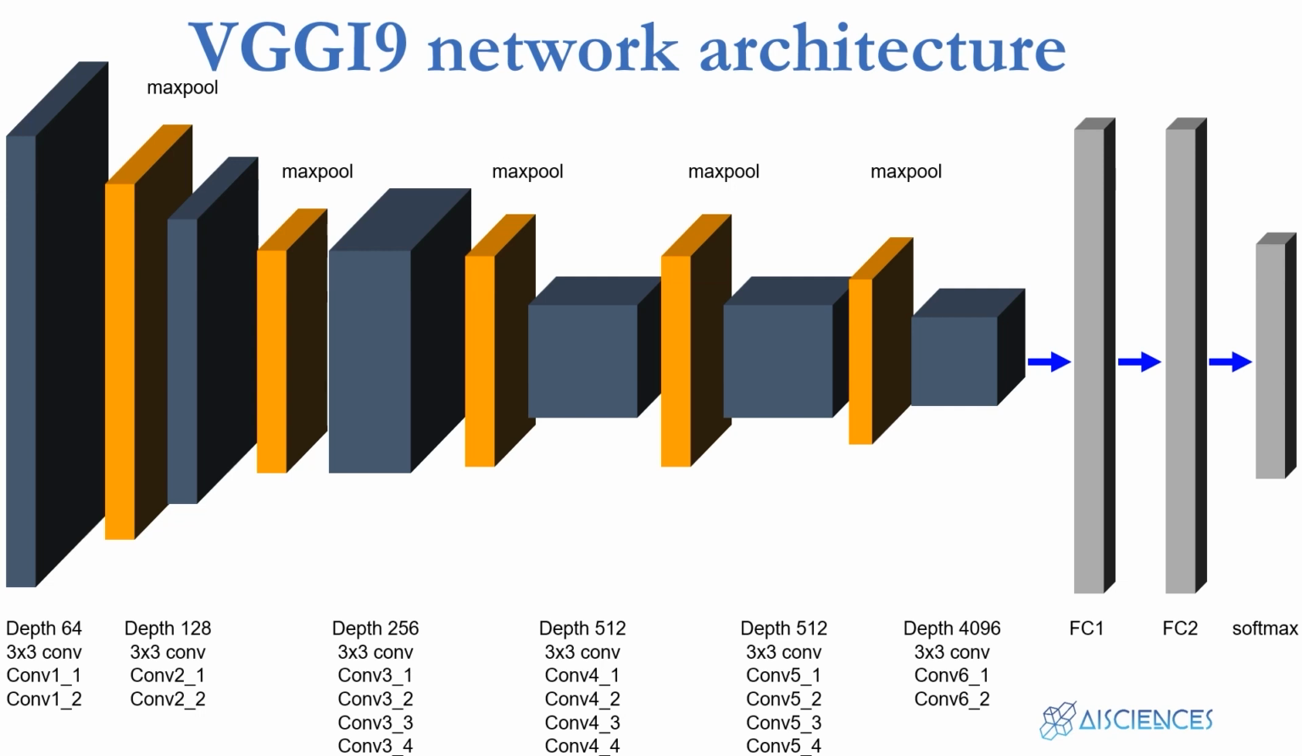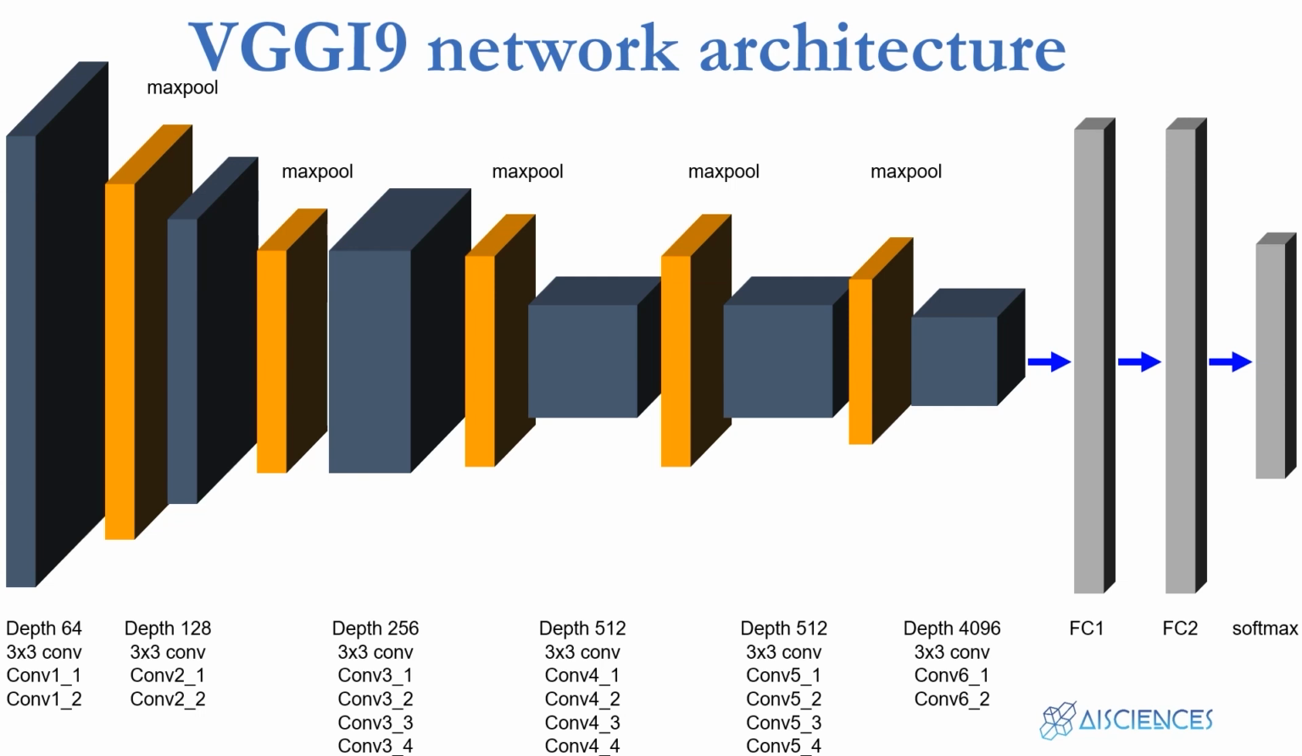A fixed size 224 by 224 RGB image was given as the input to this network, which means that the matrix had the shape of 224 by 224 by 3. The only pre-processing that was done is that they subtracted the mean RGB value, computed over the whole training set, from each pixel.